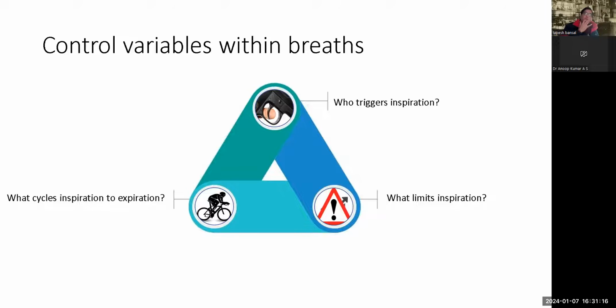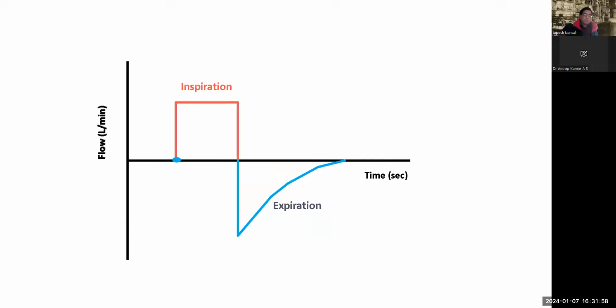So coming to the control variables within the breaths. This is a basic concept as far as the modes are concerned. What cycles inspiration to expiration? That we will have to control. Then who triggers inspiration? Whether it is a patient triggered breath or a machine triggered breath, and what limits inspiration, at what point of time the inspiration is getting limited. So I'll repeat again: what cycles the inspiration to expiration, what limits inspiration, and who triggers inspiration.